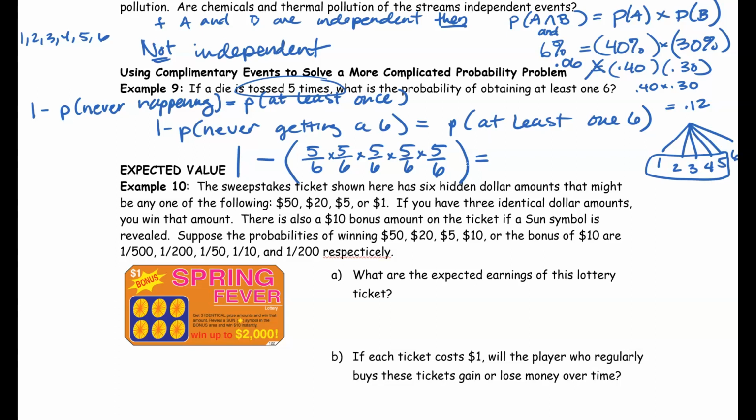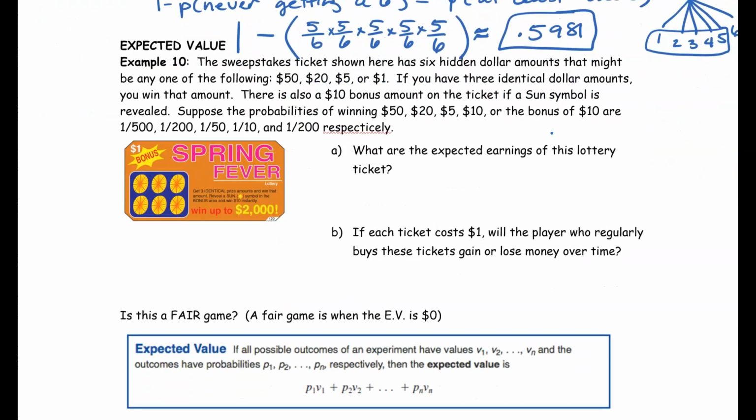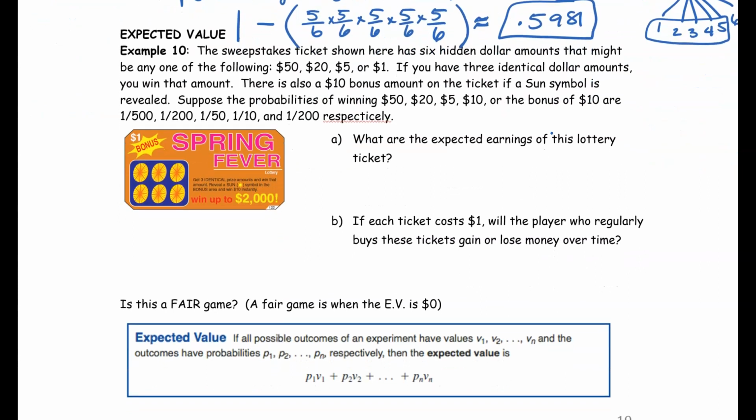And if we round to 4 decimal places, I'm going to use a squiggly equals, we end up getting approximately 0.5981 for our answer. So we've got one more example left, and this is a different concept called expected value. And expected value is basically like the average of what could happen.